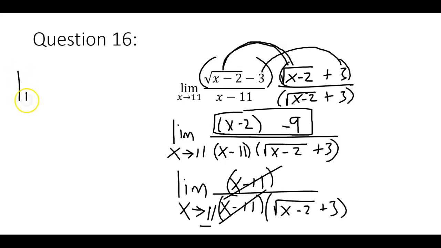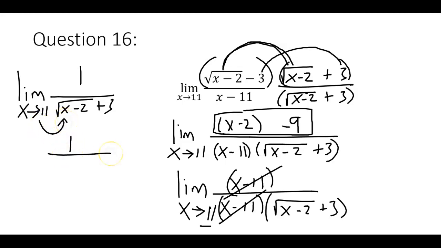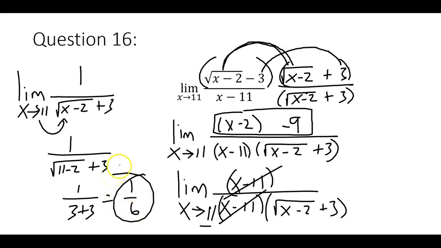And so now we have the limit as x approaches 11 of 1 over the square root of x minus 2 plus 3. And then from here we're just going to go ahead and plug in the 11. So if I do that, we can get rid of the limit because we're doing direct substitution. After you do direct substitution, you can get rid of the limit. 11 minus 2 is 9, and the square root of 9 is 3. So we end up with 1 over 3 plus 3, which is 1 over 6. And there's my final answer for that problem.